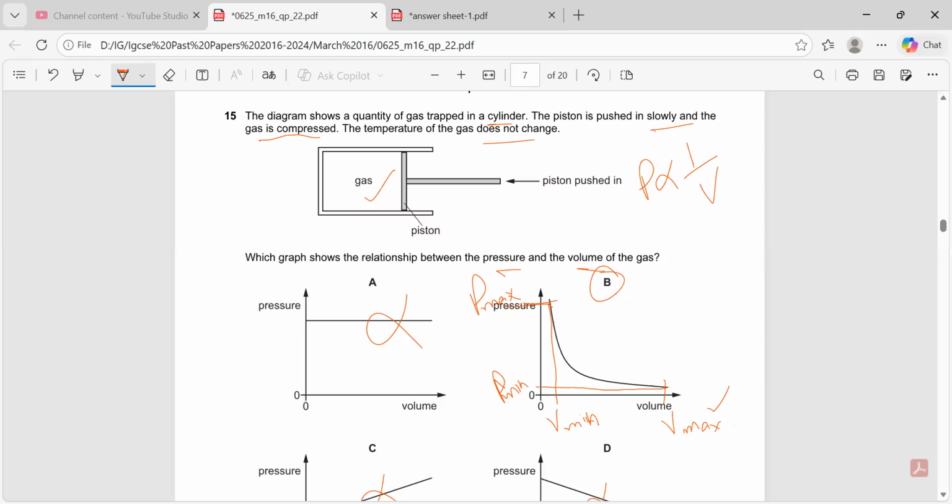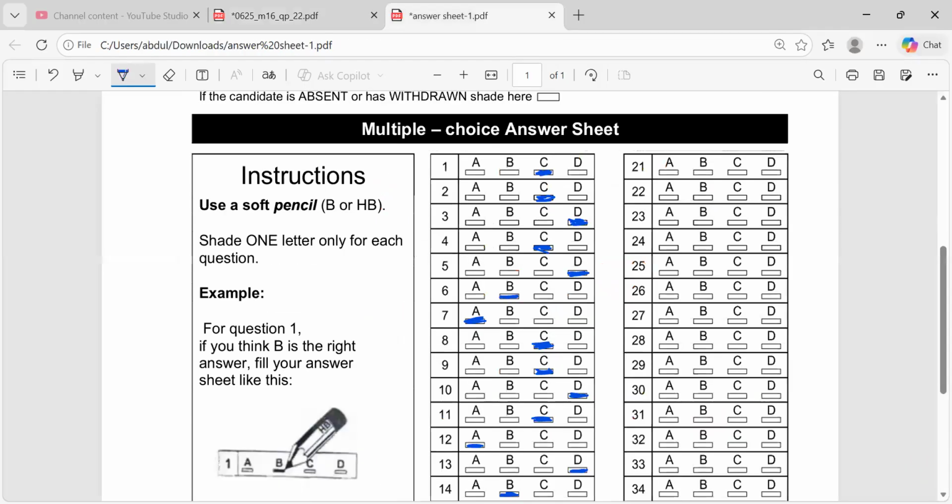So increase in volume, decrease in pressure. Decrease in volume, increase in pressure. And what should be constant for a fair test? Temperature should be kept constant. So answer for question number 15, that is B.